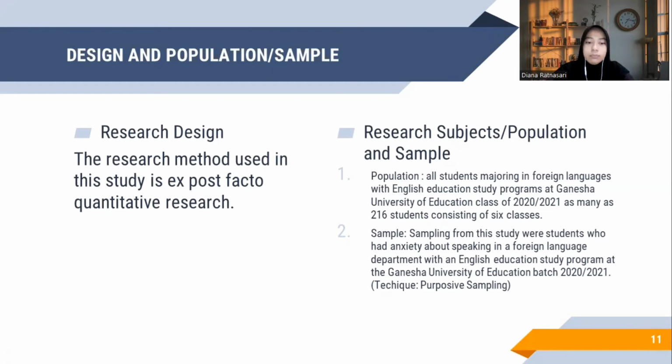8 classes. And then for the sample, the sampling for the study were students who had anxiety about speaking in a foreign language department with an English education study program at Ganesha University of Education, batch 2020 and 2021. So I used the sampling technique, purposive sampling, because here I choose participants or the sample with certain considerations according to the necessary characteristics. So that's all about my design, population, and sample. Let's move to the next.